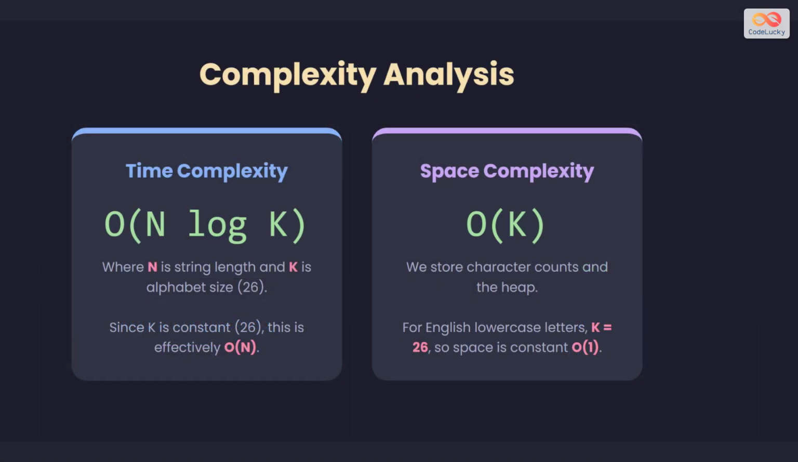For complexity, building the heap takes time proportional to the number of unique characters, which is at most 26. Sorting or heap operations effectively take constant time because the alphabet size is fixed. Thus, the time complexity is linear, big O of n, where n is the string length. Space complexity is big O of 1 for the same reason. The map size doesn't grow with string length.